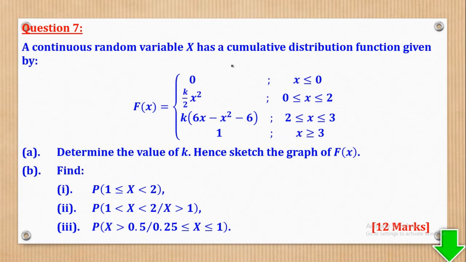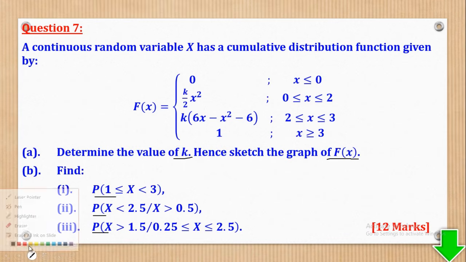Now that you have realized that this is a cumulative distribution function, we can go ahead and answer the question. For part A, they want you to find the value of k, which is a constant, and hence sketch the graph of capital Fx. Then part B, they want you to find Roman 1, this probability, Roman 2, that probability, and Roman 3, that probability. Like we said, in capital F we do not integrate. So how do they get the value of k?